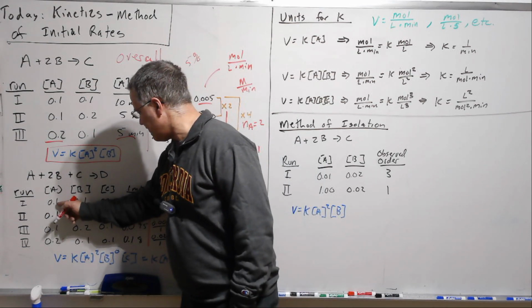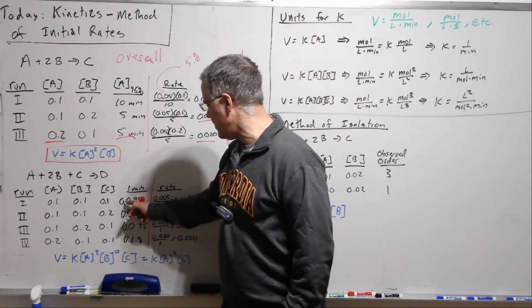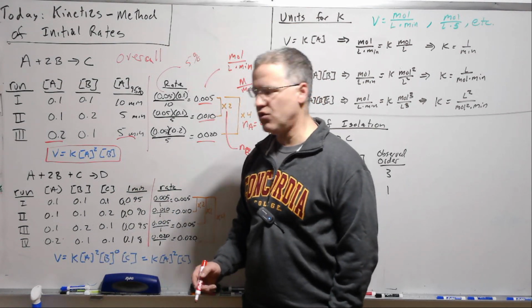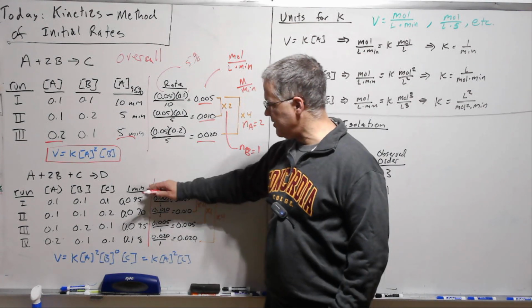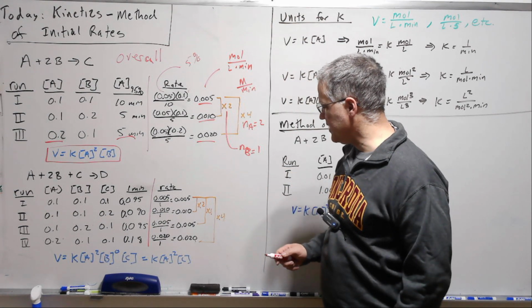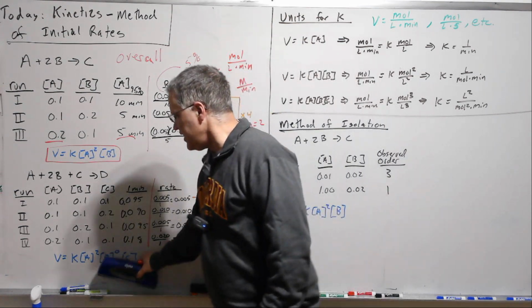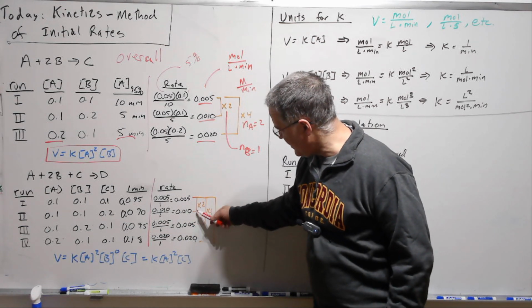And so in this example here, in the first run, we start with 0.1 molar, and then after 1 minute, we have 0.095 molar. So we've had a very small drop. So you want to choose the time here so that the drop is small. We're still under the conditions of initial rates. We do this calculation, and we get our rates.